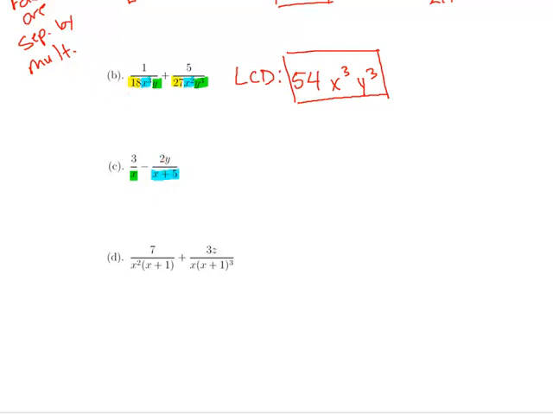So I've got 2 different denominators. That is 2 different factors. My LCD will list both of them. It has to have an x and an x plus 5 multiplied together. So x times x plus 5 is the LCD in that case.